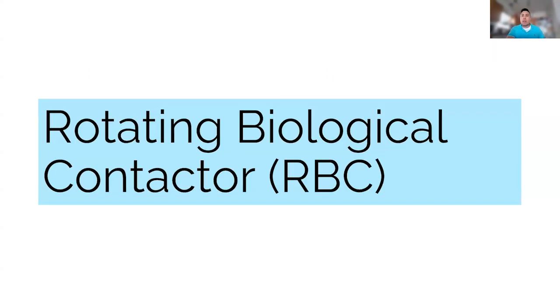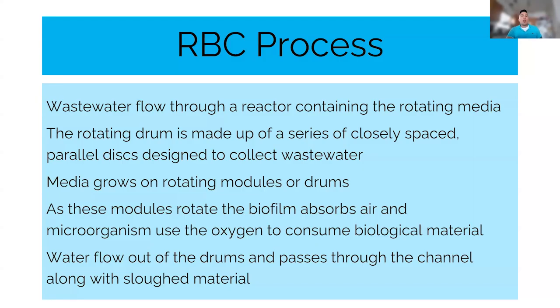So our next fixed film media process is going to be our rotating biological contactors, or RBCs. So our RBC process consists of wastewater flowing through a reactor containing a rotating media, or a drum. The rotating drum or module is made up of a series of closely spaced parallel discs designed to collect wastewater. Again, media grows on those rotating modules or drums. And as those modules rotate, the biofilm absorbs air and microorganisms that they use to consume biological material. Water then flows out of the drums and passes through the channel along with slough material.